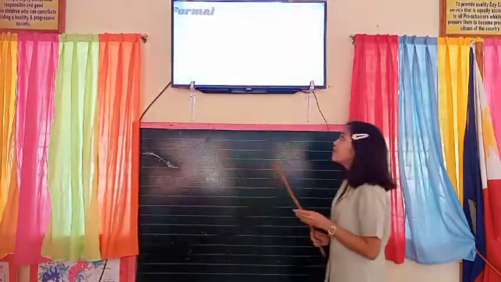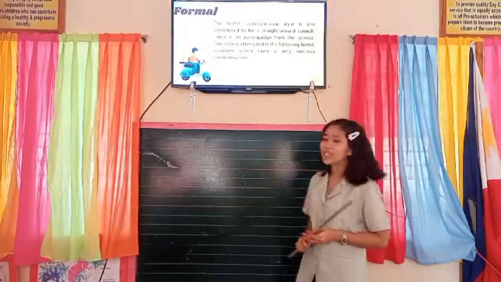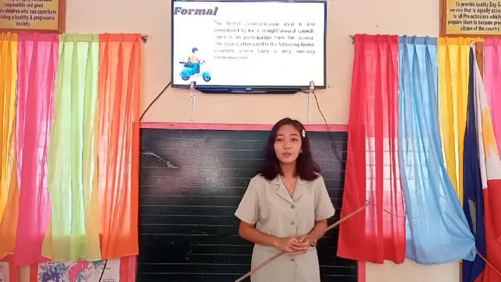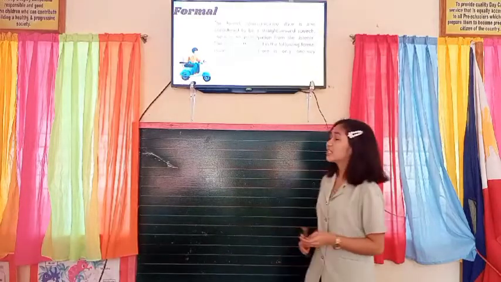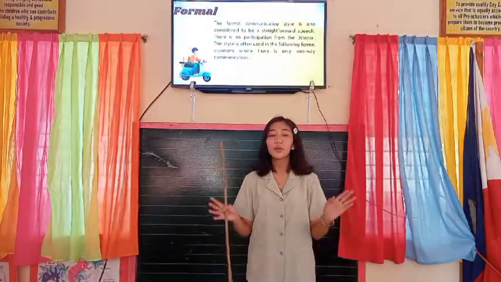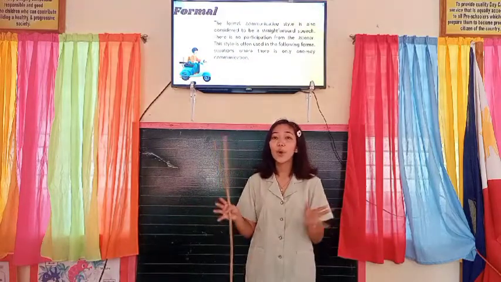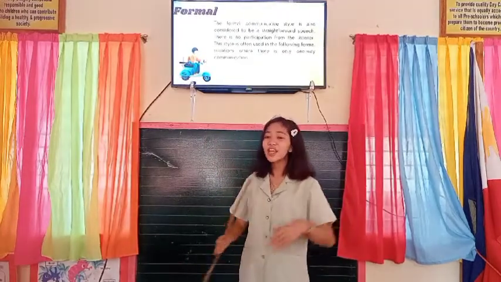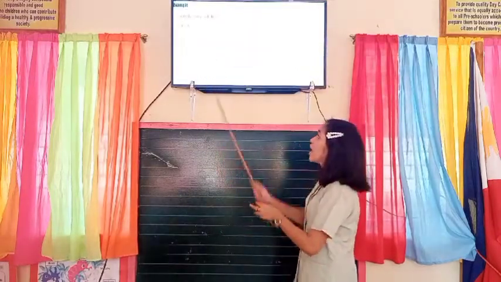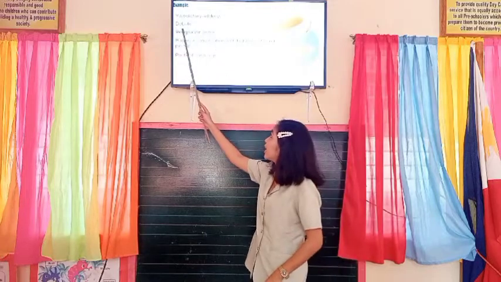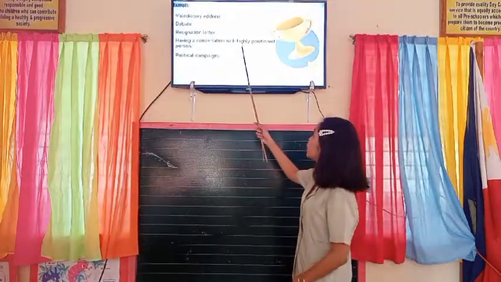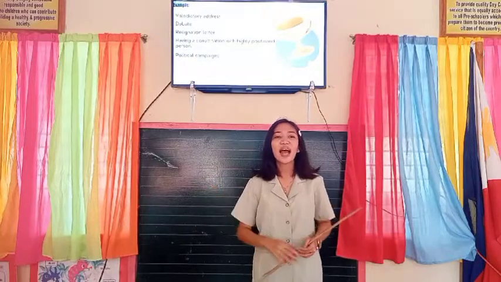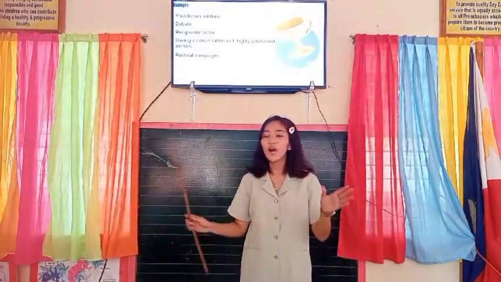Now let's have the next style, a formal communicative style. May I ask May to kindly read the definition of formal communicative style? Okay, very good. You may now take your seats. So always remember, class, that formal communicative style is often used in formal situations where there is only one-way communication. So, for a further understanding, I have here different examples. The number 1, valedictory address, debate, resignation letter, having a conversation with highly positioned person, and the last one, political campaigns.